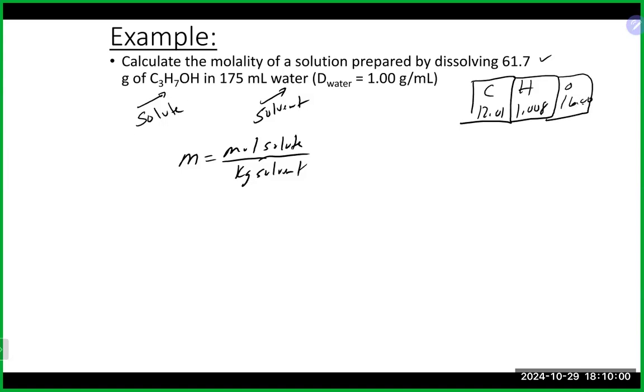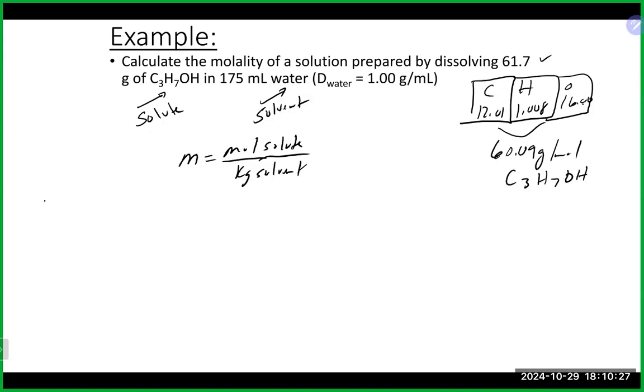So if we add up everything there for our molar mass, that's going to be 3 times 12.01 plus 8 times 1.008 and a 16. We got a 60.09, it looks like. So 60.09 grams per mole is our molar mass of our C3H7OH from the periodic table.